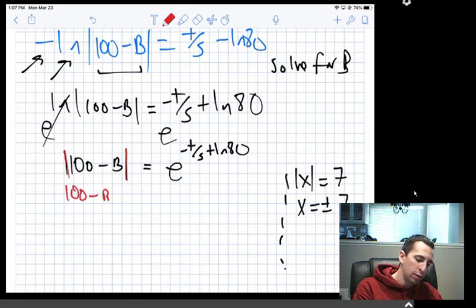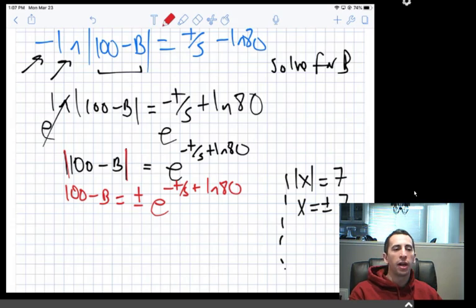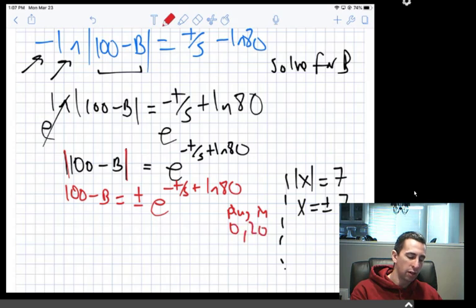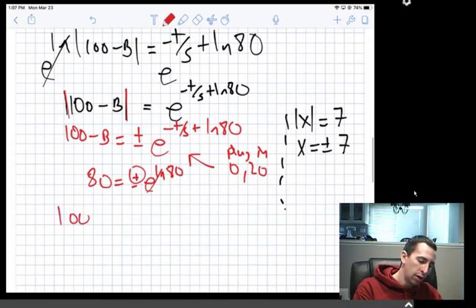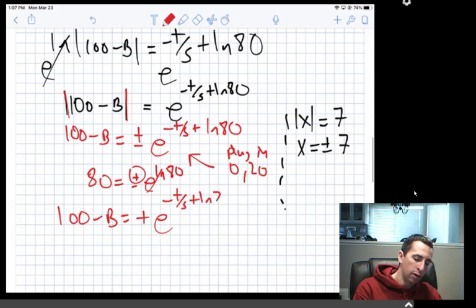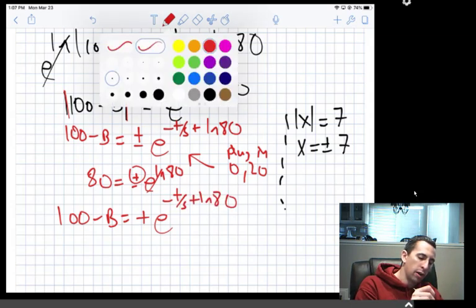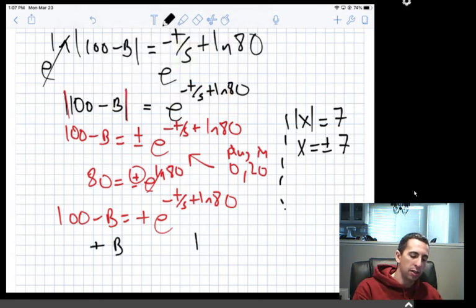So we have 100 minus b is plus or minus e to the negative t over 5 plus the natural log of 80. And the way we deal with this plus or minus is we plug in that (0, 20) again, that initial condition a second time. And it'll be easy, because when we plug in (0, 20), we get 80 equals plus or minus e to the ln 80. Well, obviously that's the positive, right? We want the plus. So we're going to get 100 minus b equals positive e to the negative t over 5 plus ln of 80. Okay. And then from here, we just add the b to this side and then subtract off the e from the other side. That's the important stuff.